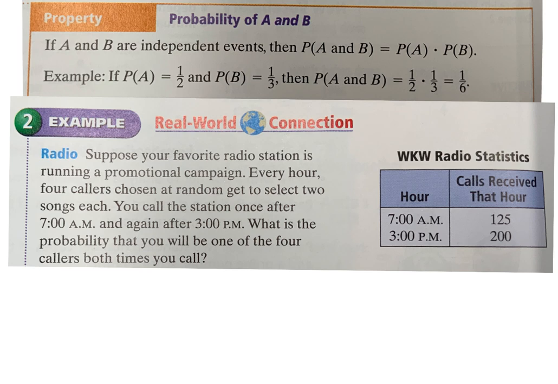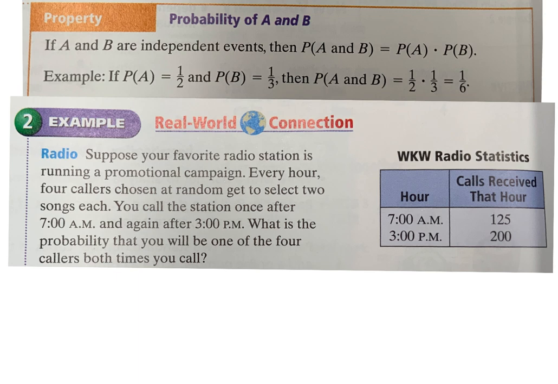Suppose your favorite radio station is running a promotional campaign. Every hour, 4 callers are chosen at random to select 2 songs each. You call the station once after 7 a.m. and again after 3 p.m. What is the probability you will be one of the 4 callers both times you call? Are these dependent or independent?